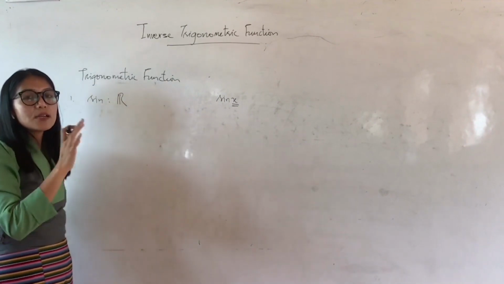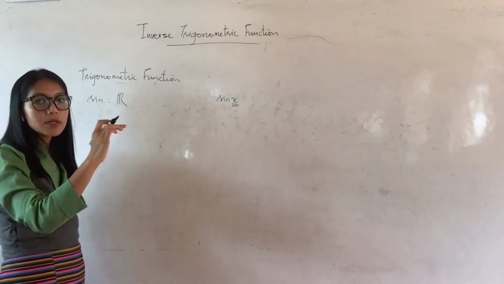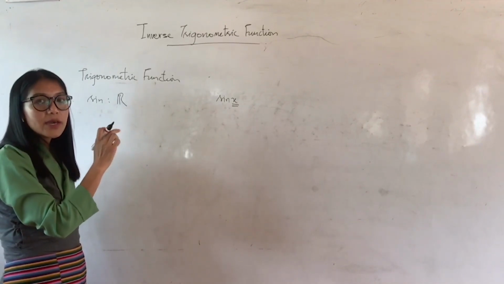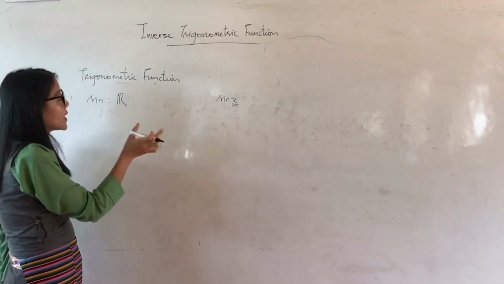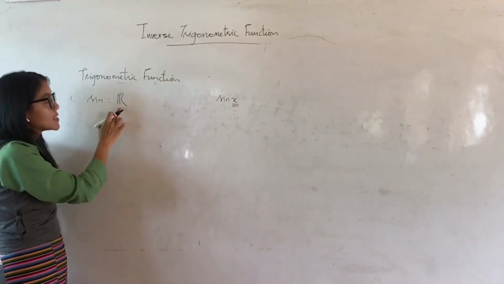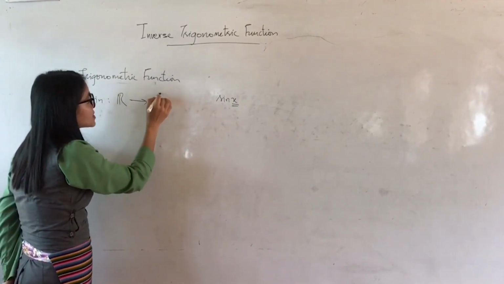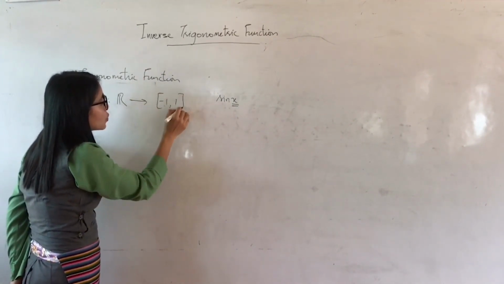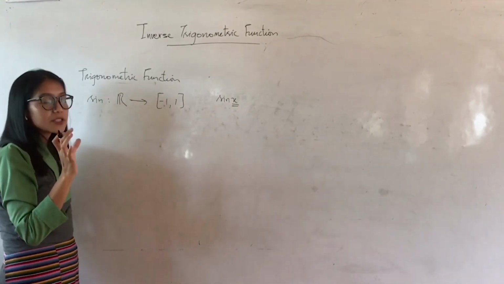In detail you had learned that in class 11. If you remember, you might have made a table in which you had seen the behavior of all the 6 trigonometric ratios in each quadrant. With that you had defined the domain of sine. So the domain of sine is the set of all real numbers and its range is the closed interval -1 to 1. What do we mean by range? It is the set of images.